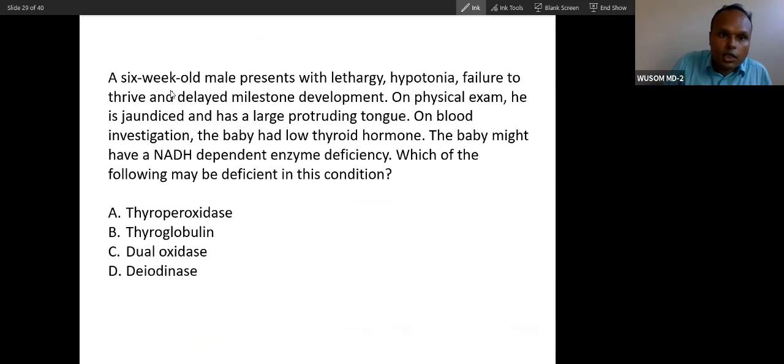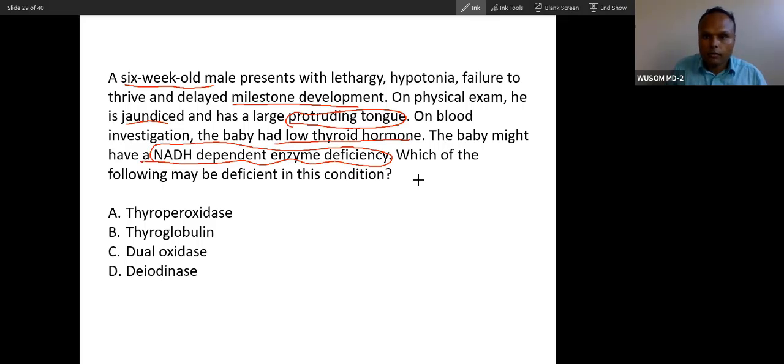Let's talk about this. A 6-week-old, meaning 1.5-month-old, male presents with lethargy, hypotonia, failure to thrive, and delayed milestone development. On physical exam, he is jaundiced and has a large protruding tongue. On blood investigation, the baby has low thyroid hormone. The baby might have an NADPH enzyme deficiency. Which of the following may be deficient in this condition?